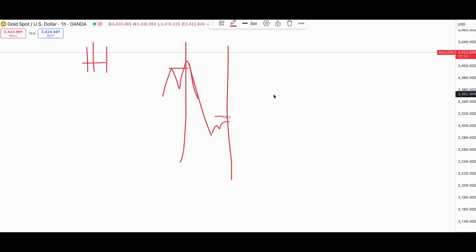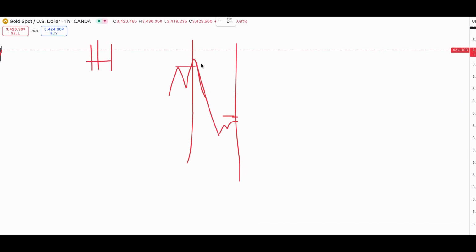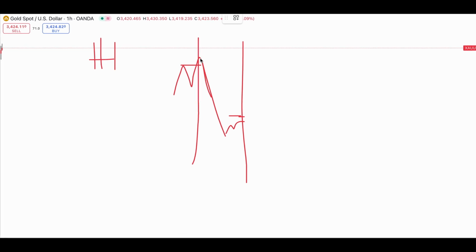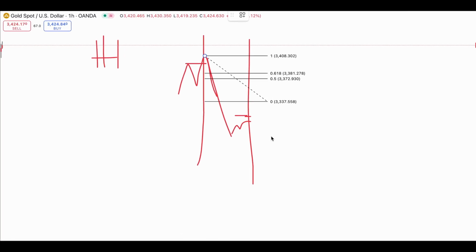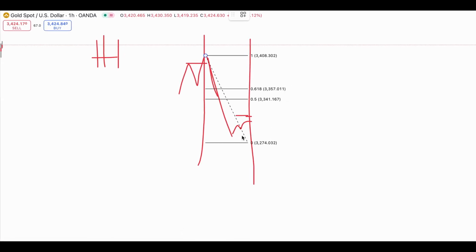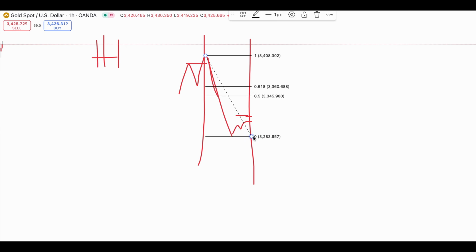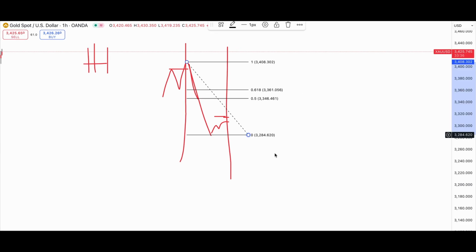So very simple. Remember what I said, we're going to take the fib. If this is a drop in the H1, we take the fib from the top, from the high to the low. And I did say in this case, we want to see the dealer buy to sell because this is a sell example.